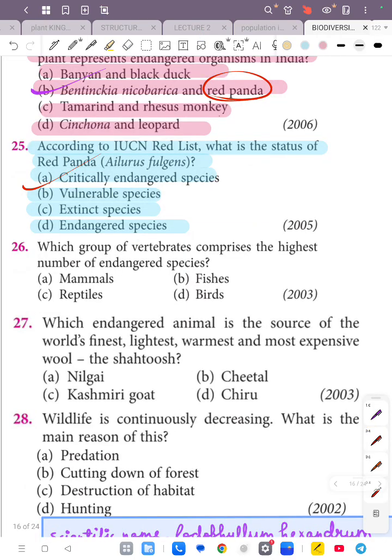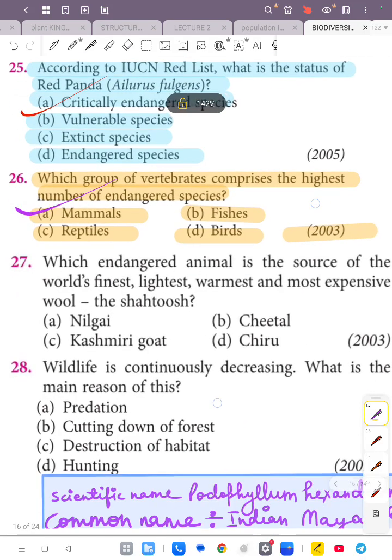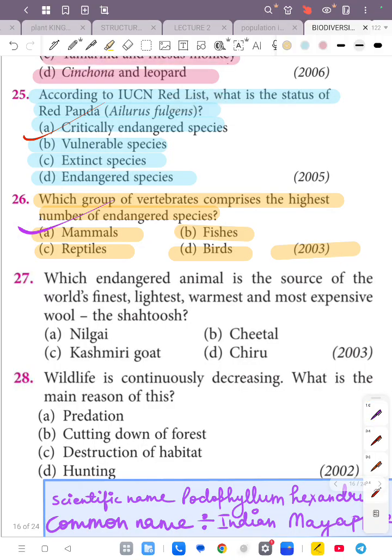Next question says, which group of vertebrates comprise the highest number of endangered species? A. Mammals, B. Fishes, C. Reptiles, or D. Birds? This was asked in 2003. What do you think is the correct answer? The correct answer here would be mammals. Mammals have the maximum number of endangered species among the vertebrates, right? Alright, moving on to the next one.